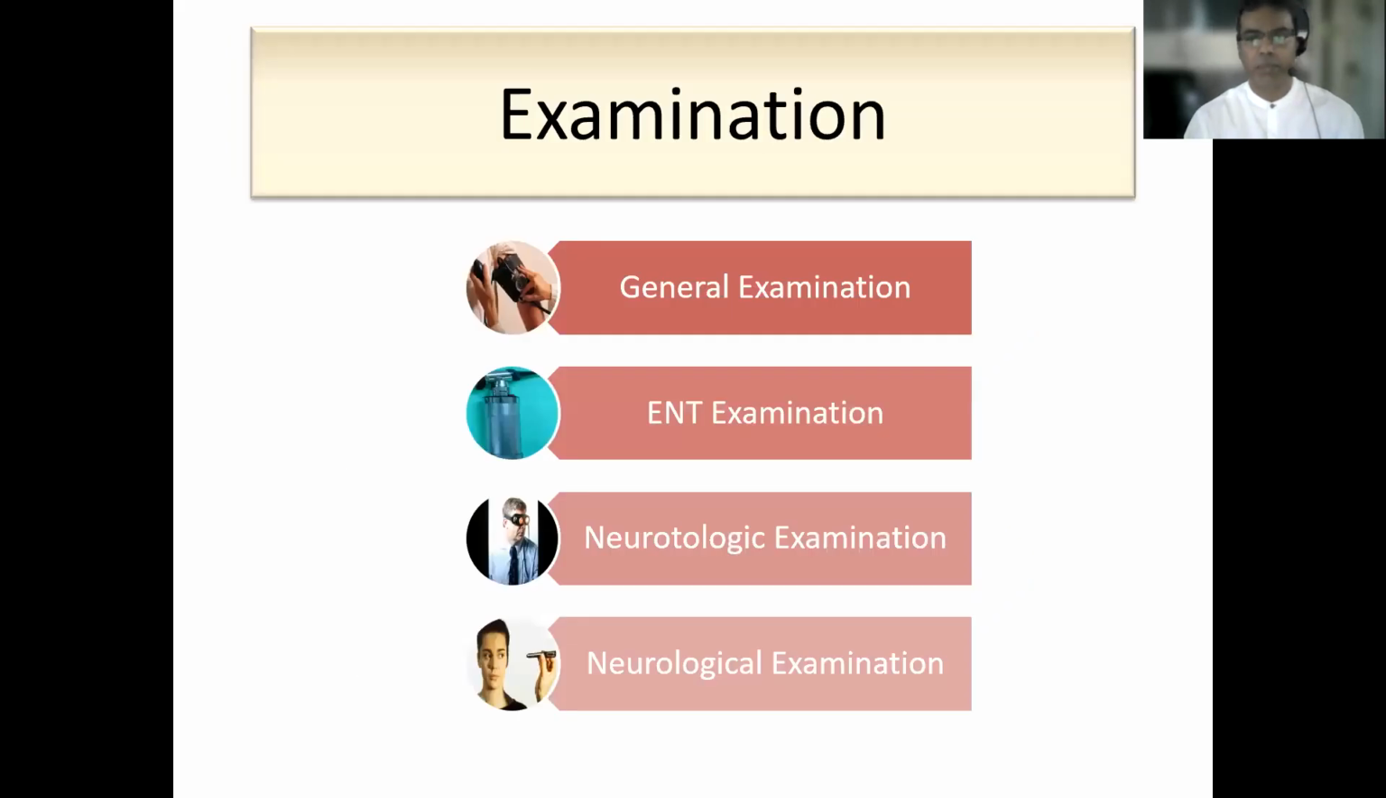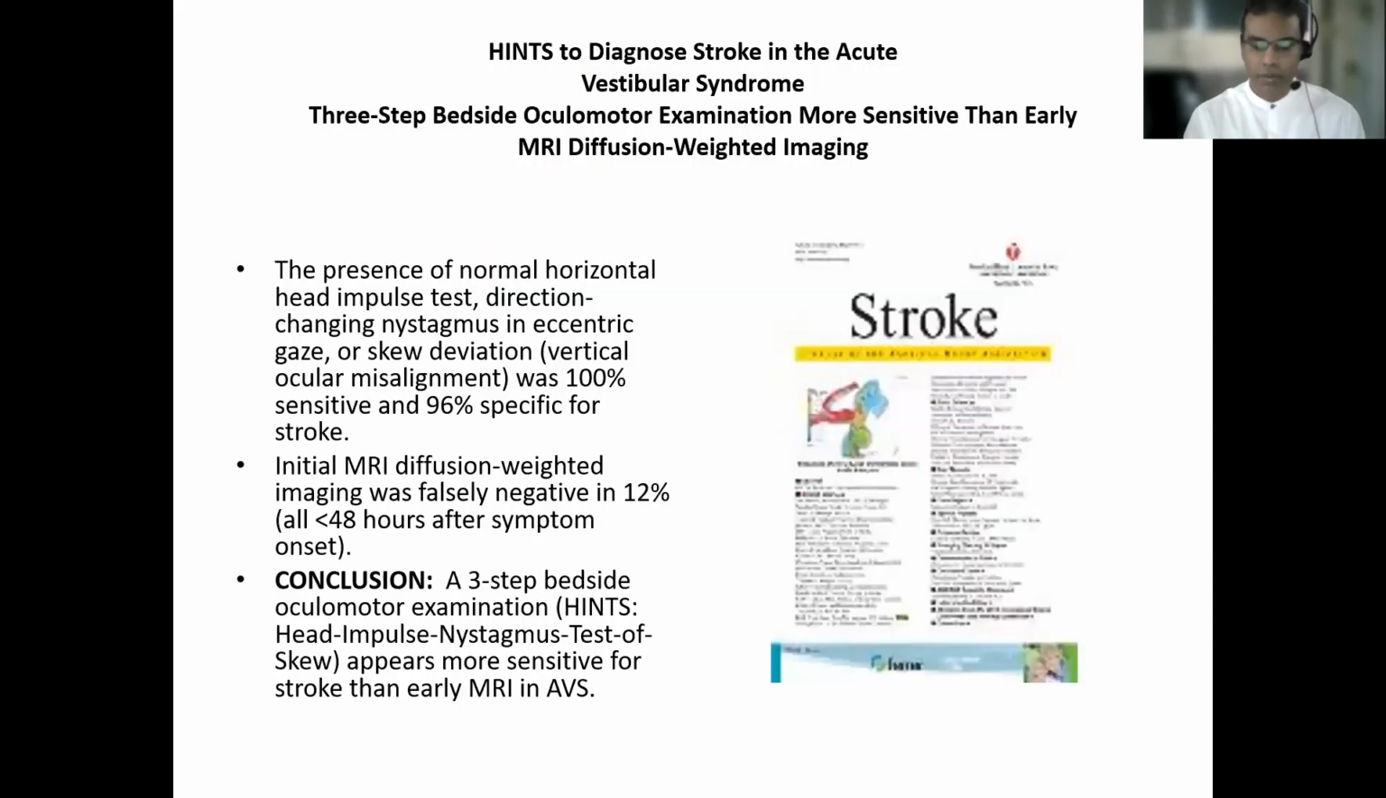So next we go to the examination. Once you've done a proper and thorough history taking, the next step is examination. So examination, again, can be divided into several components. Patients do not come to us as an ENT or as a neurologic patient. They just come to us as a patient, and we need to examine this patient thoroughly step by step. And it's very important for us to do a general examination, an ENT examination, and then followed by a neurotologic examination and neurological examination. Okay.